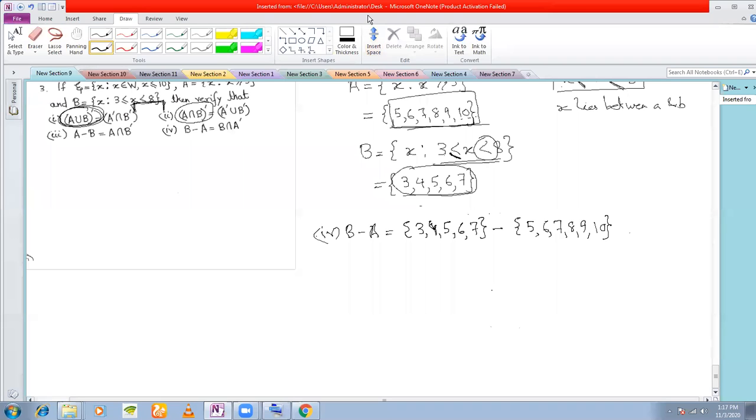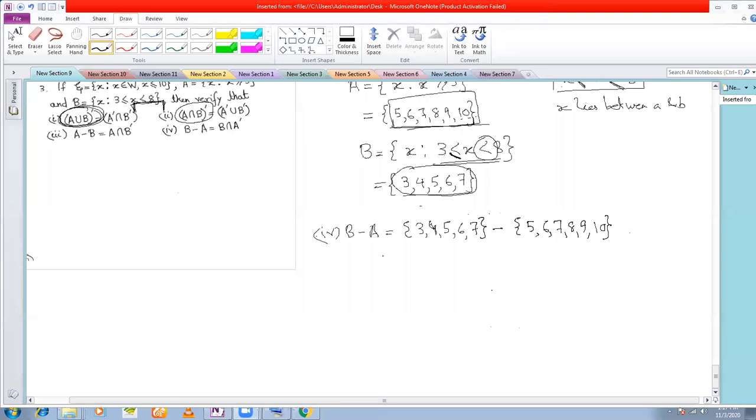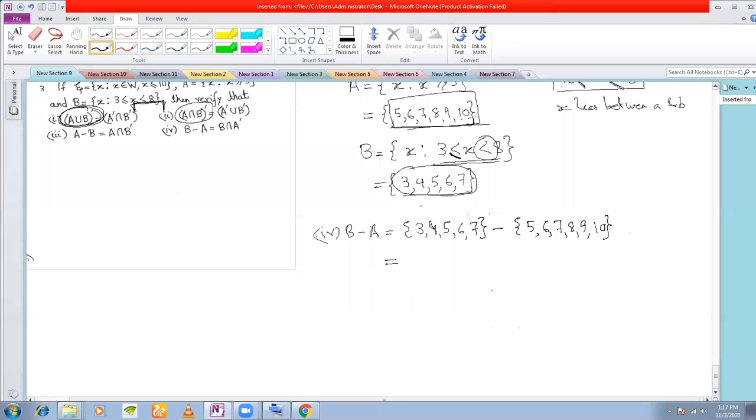Now, what is B minus A? All the elements of B which are not there in A. 3 is an element of B. Is it there in A? It is not there. So we'll write 3. 4 is an element of B. Is it an element of A? No. So we'll write 4 also. 5 is an element of B. It is there in A. So 5 we cannot write. Similarly, 6 if you see is there in A, so we cannot write. 7 is also there in A. So only 2 elements in B minus A.